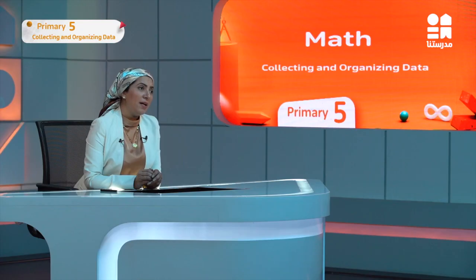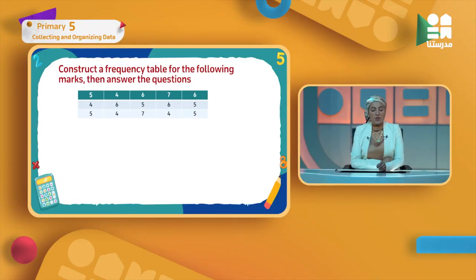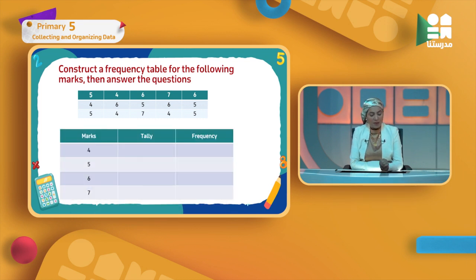Why do I need to know the lowest and the highest marks? Because the lowest mark is the mark that I will start my table at, and the highest one is the mark that I will finish my table at. So here my lowest mark is 4 and my highest mark is 7. Then I'll construct my table with the lowest mark 4 and the highest 7, and in between we have 5 and 6. So we have the marks 4, 5, 6, and 7.